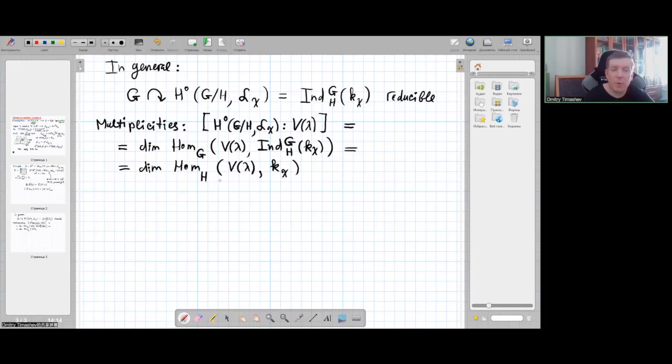And again, we can swap the arguments in this homomorphism space by replacing each homomorphism with the adjoint linear operator, and we get the same space and the same dimension, of course, as the space of H module homomorphisms from the dual H modules in the opposite direction. So this is from K sub minus chi to V of lambda star.